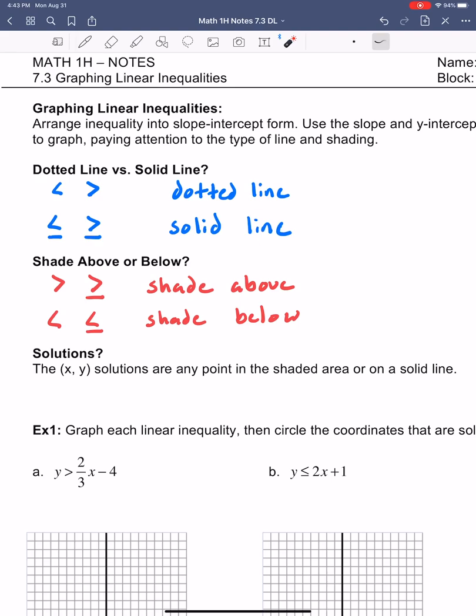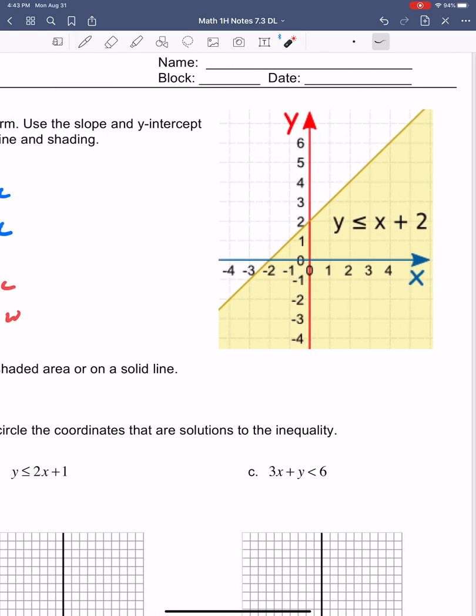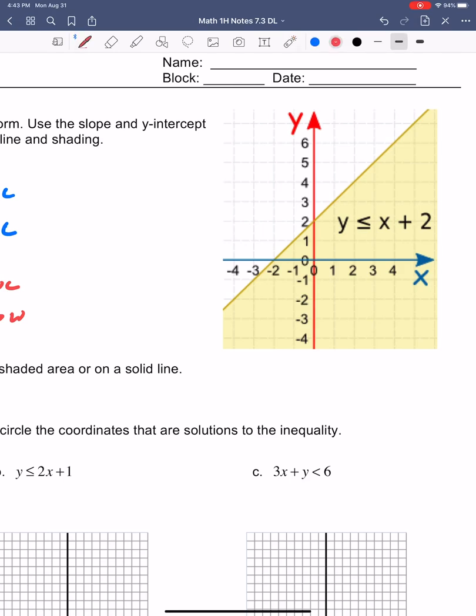And then the last thing it says here is that the solutions are all the xy ordered pairs in the shaded area or on a solid line. So if I pick a point from my example here that's in the shaded area, like let's say this point right here, which is (1, -2), that is a solution to this inequality because it's in this shaded area, and if I plugged it into my inequality for x and y, I'd get a true statement. And because this is a solid line, I can also pick points that are on the line, and those would also be solutions here, right? Any of these points that are on the line, they would also be solutions. Were this a dotted line, that would not be the case.